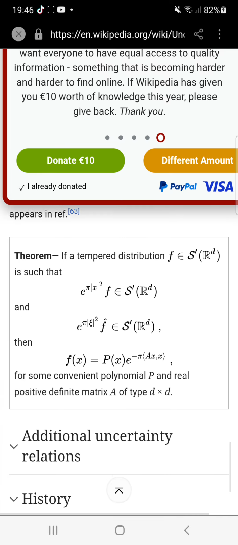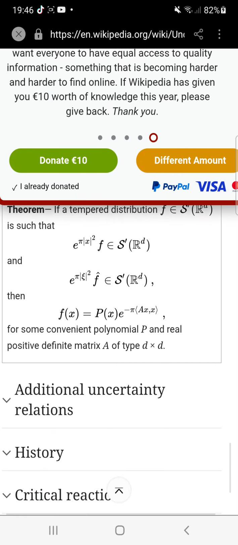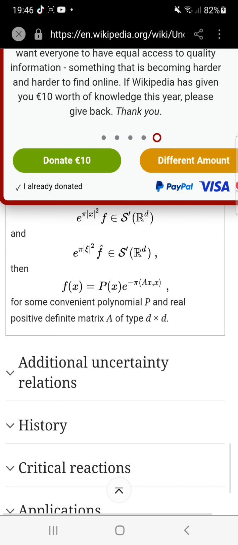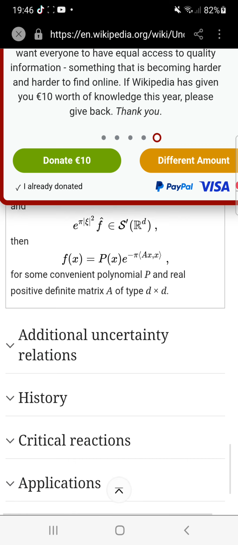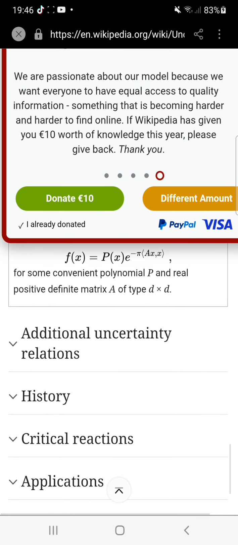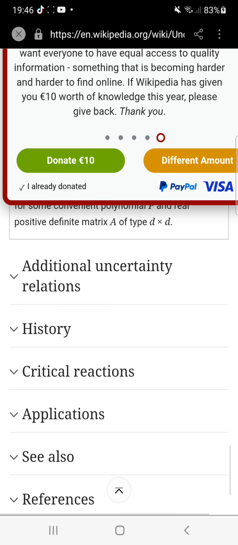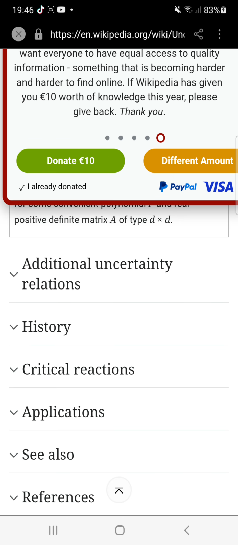appears in Ref. Theorem: if the tempered distribution f, an element of S prime R^d, is such that e to the power of p x squared f is an element of S prime R^d, and e to the power of p x squared f hat is an element of S prime R^d, then f(x) equals p(x) e to the power of minus x^T A x for some convenient polynomial p and real positive definite matrix A of type d times d.